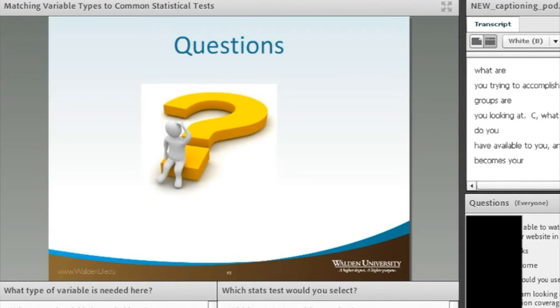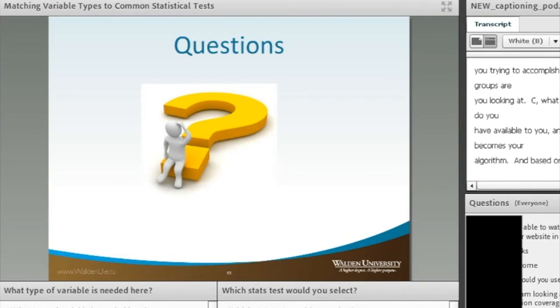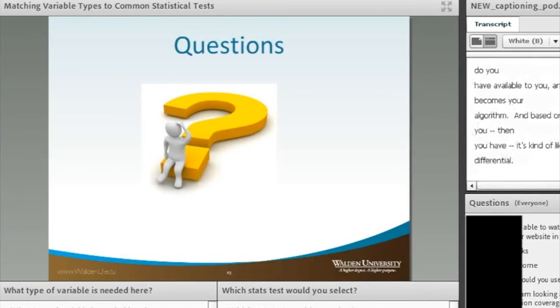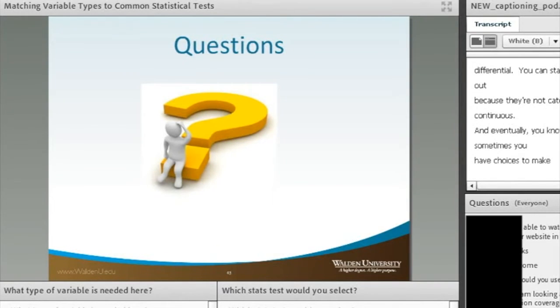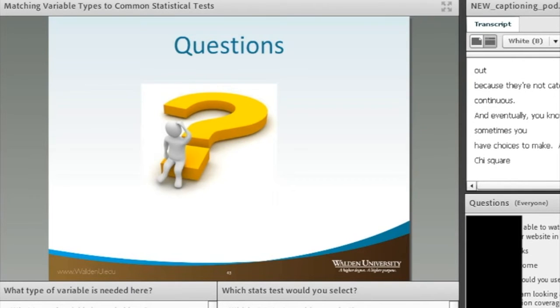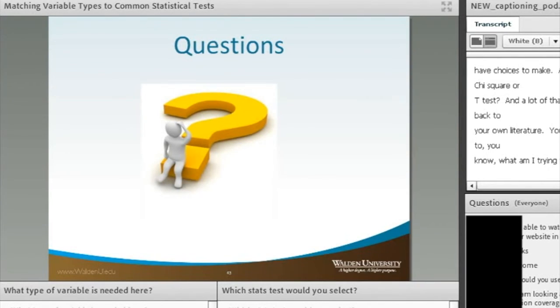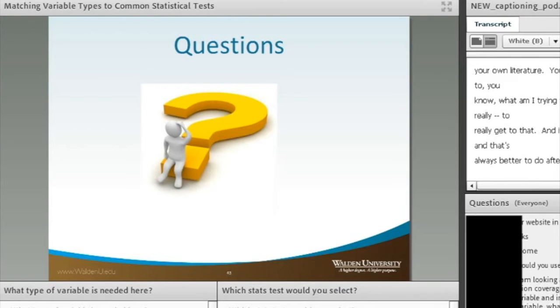And based on that, it's kind of like a differential. You can start knocking things out because they're not categorical or they're not continuous, and eventually, sometimes you have choices to make. Am I doing this as a chi-square or a t-test? And again, a lot of that, you really have to go back to your own literature. You have to go back to, what am I trying to answer here? And it's always better to be doing that before you've actually collected your data. Once you've collected your data, there's probably no worse feeling than you've spent 6 months collecting data only to realize that it's not useful to you, and then you have to almost redesign your study. That would be a horrible feeling.